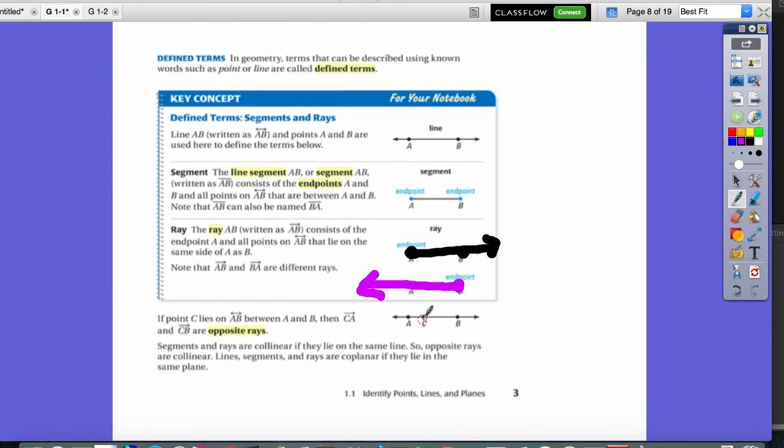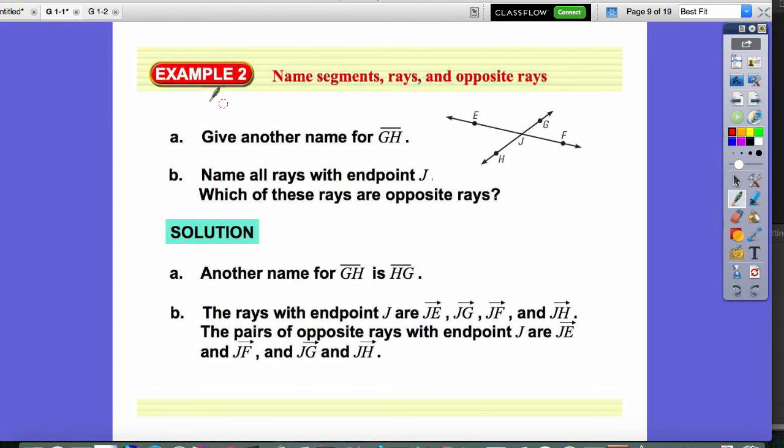If you look at this diagram here, you actually have line AB, and point C sits in between, which means that we have a ray CB, and we have a ray CA. They both start at the same point, traveling in opposite directions, so they are called opposite rays. Segments and rays are collinear if they lie on the same line, so opposite rays are collinear. Okay? Line segments and rays are coplanar if they lie in the same plane. So let's look at some examples. Notice on the examples, the answer is down below.